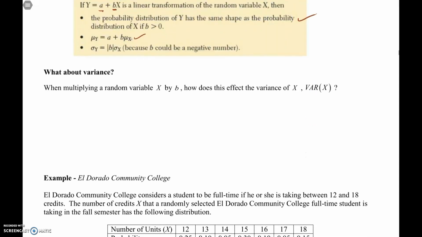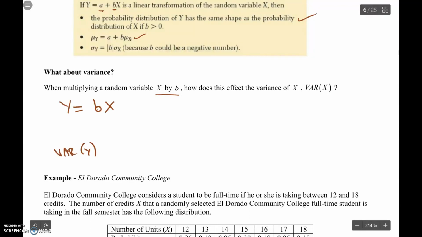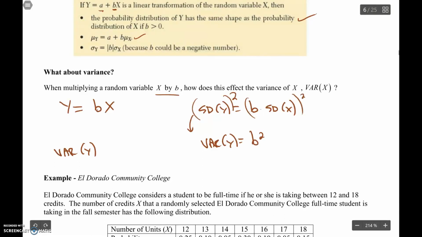What about the variance? If we multiply a random variable by b, so if we make a new random variable y that is b times x, how is the variance of y related to the variance of x? Well, if you remember, the standard deviation of y is simply b times the standard deviation of x. So to get this into the variance, we need to square both sides. If we square this side, we get the variance of y. If we square this side, we get b squared, and then we square the standard deviation of x, we get the variance of x.